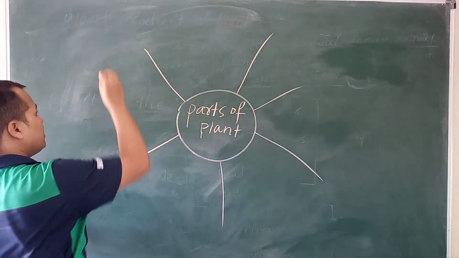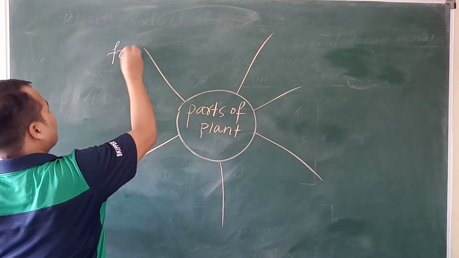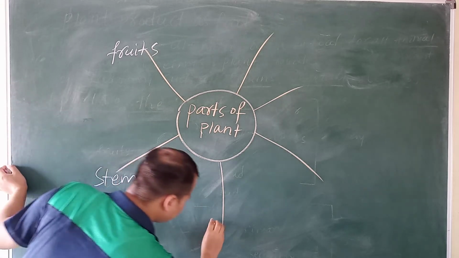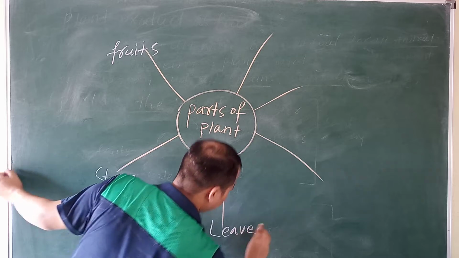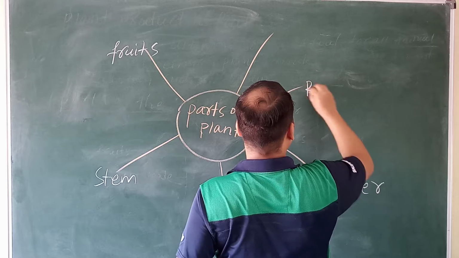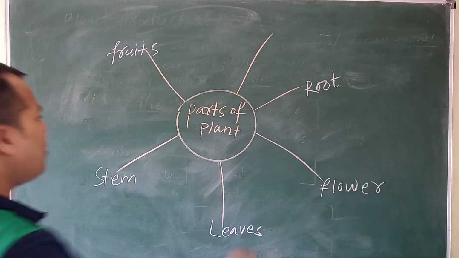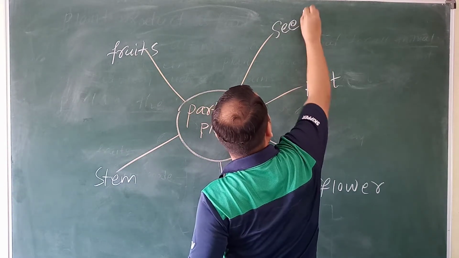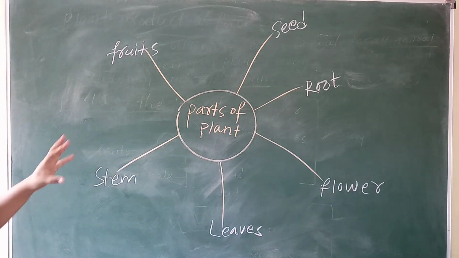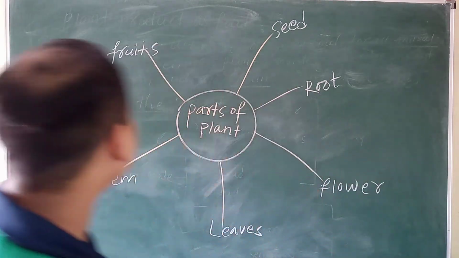First one is the fruit, stem, leaves, flower, root, and some seed. So these are the parts of the plant we take as food. Okay, so tell me an example of each one.